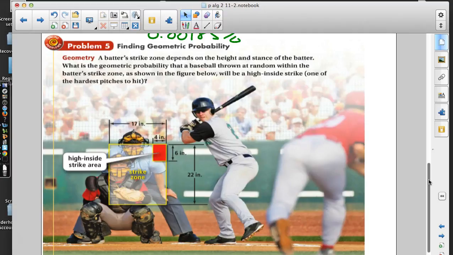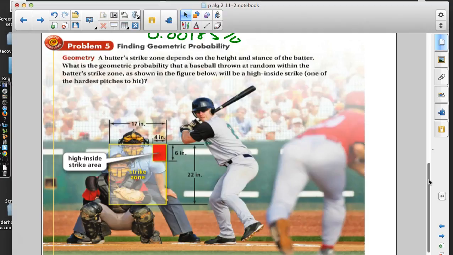So what is the geometric probability that a baseball thrown at random within the batter's strike zone, as shown in the figure below, will be a high inside strike? And like it says, one of the hardest pitches to hit. And that's because if you look at this, obviously the ball is coming in really close to the batter, and it makes it tough to hit.